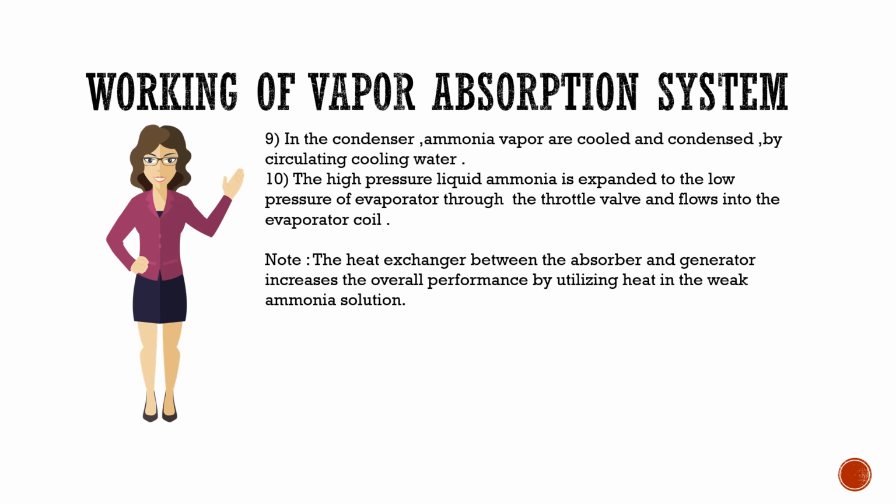Now friends, in the condenser, the ammonia vapor is cooled and condensed by circulating cooling water. The high pressure liquid ammonia is expanded to the low pressure of the evaporator through the throttle valve and flows into the evaporator coil. The point to be noted: the heat exchanger between the absorber and generator increases the overall performance by utilizing heat in the weak ammonia solution.